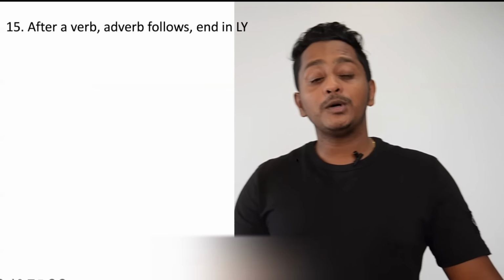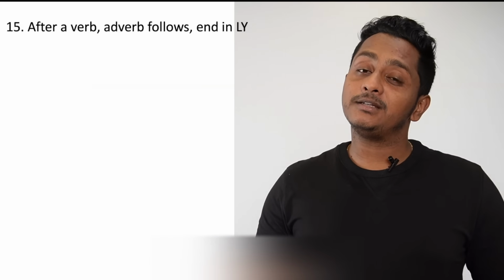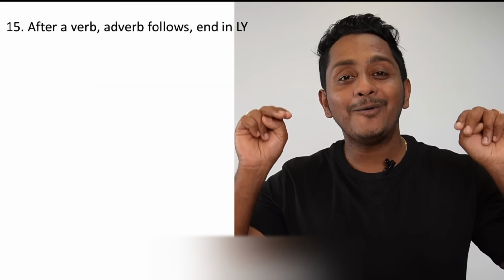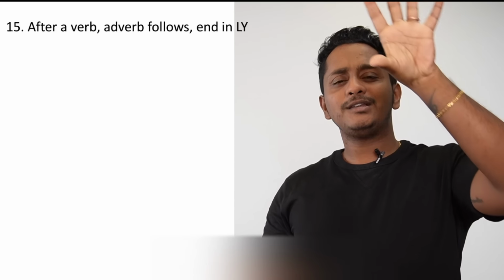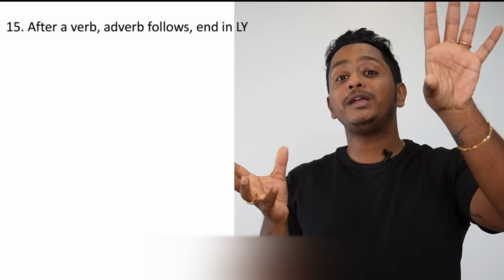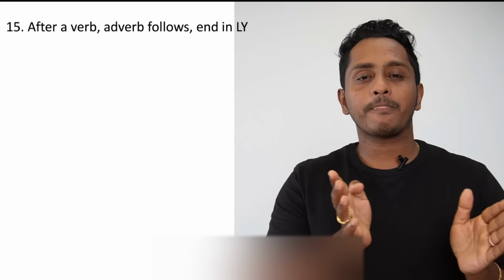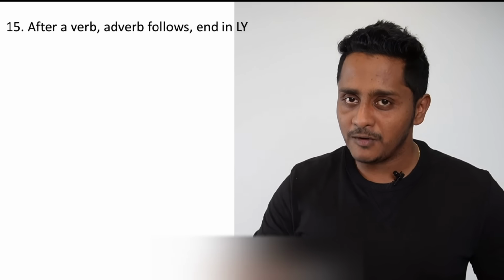All right, 15th one: after a verb, an adverb follows. An adverb ends in L-Y. So there is a noun, there is a verb. He eats. How he eats? He eats quickly. The extension of a verb is an adverb.